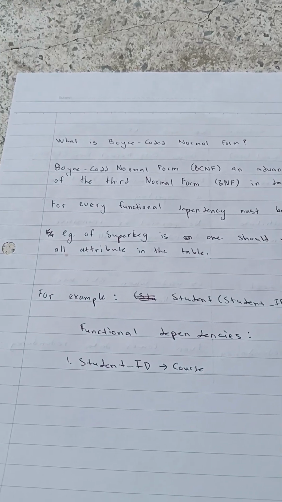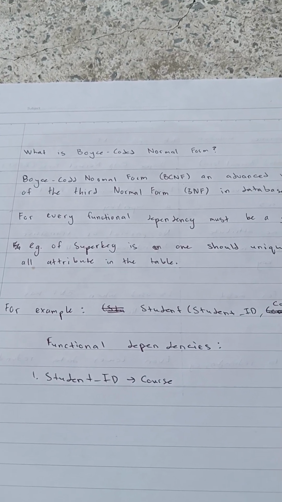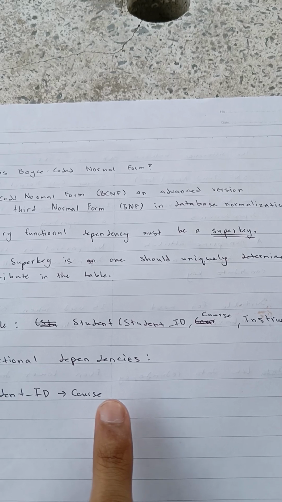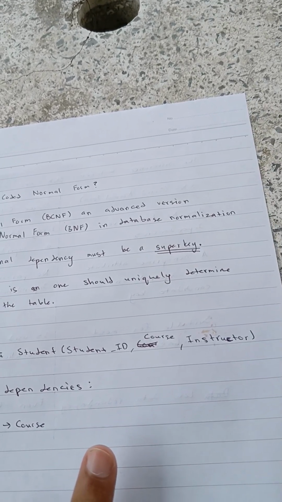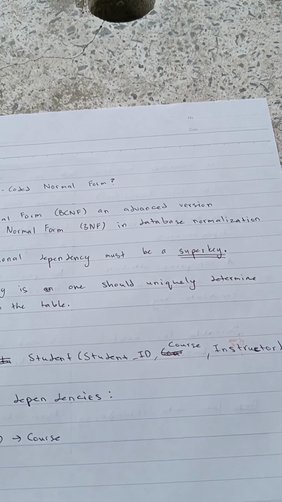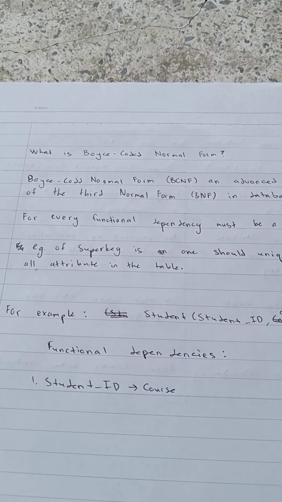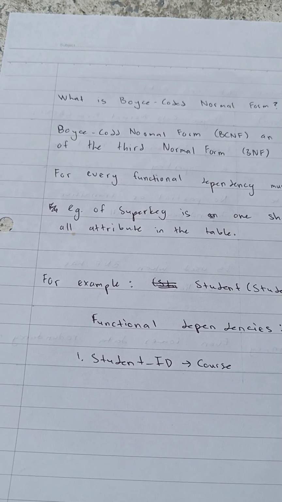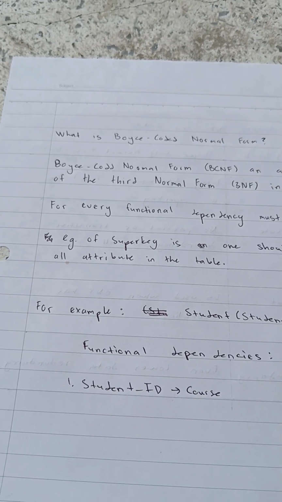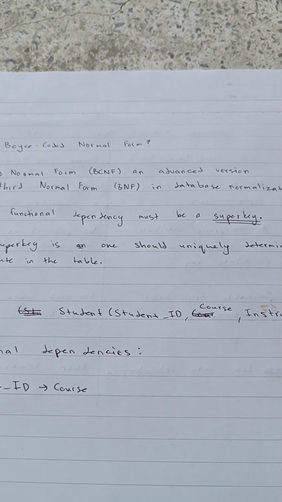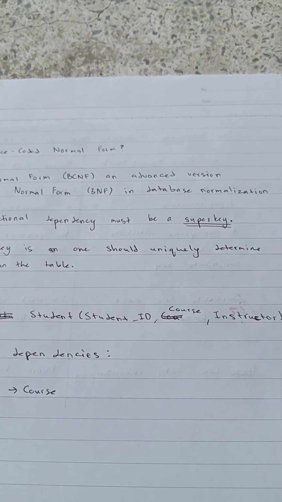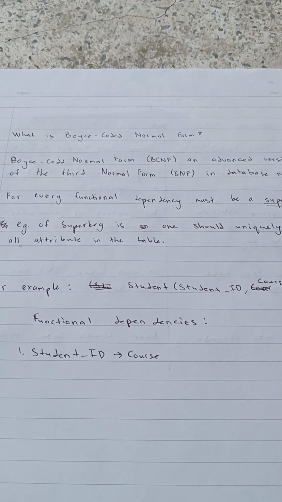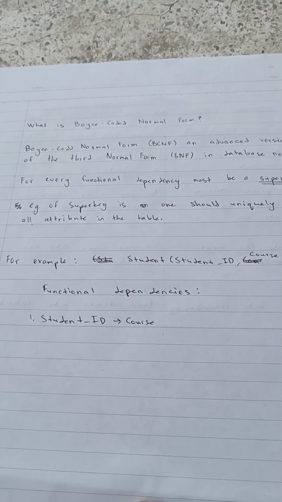For example, what I have written here is the student table, which has the attributes student ID, course, and instructor. We can see the functional dependencies from the example. From the table student, we have the attributes such as student ID, course, and instructor. So for the functional dependencies, course is dependent on student ID.